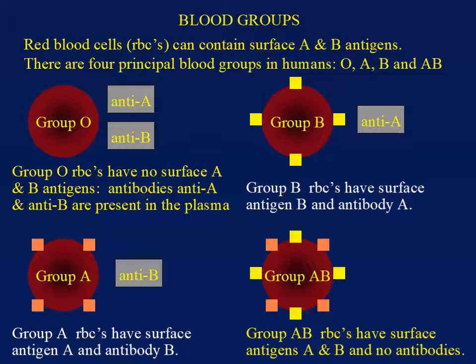In blood group B, they have surface antigen B and they have the antibody A. Blood group A has surface antigen A, and the antibody present in the plasma is anti-B. And in group AB, they have surface antigens A and B and they do not have any antibodies in the plasma.